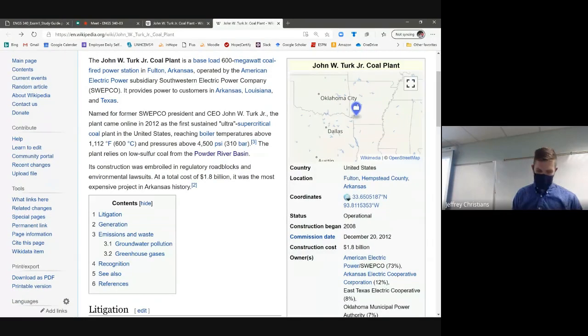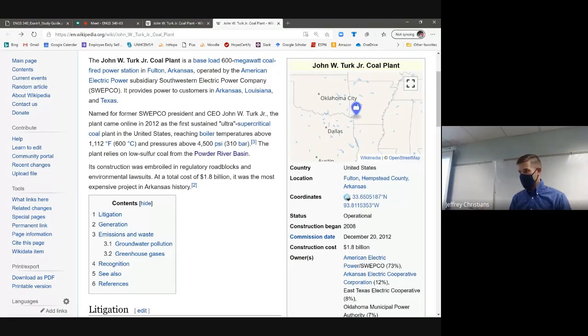But if we just look through here, it's a 600 megawatt coal-powered fire station. That's a really big one. It's in Arkansas. You can see right here in the beginning of the Wikipedia article that it's the first ultra supercritical coal plant. What that means is, kind of as William said, we've all drawn things on the phase diagram underneath the curve. This one actually goes above that curve, which is kind of fun. We haven't talked too much about that. The temperature that it uses is 600 degrees Celsius.